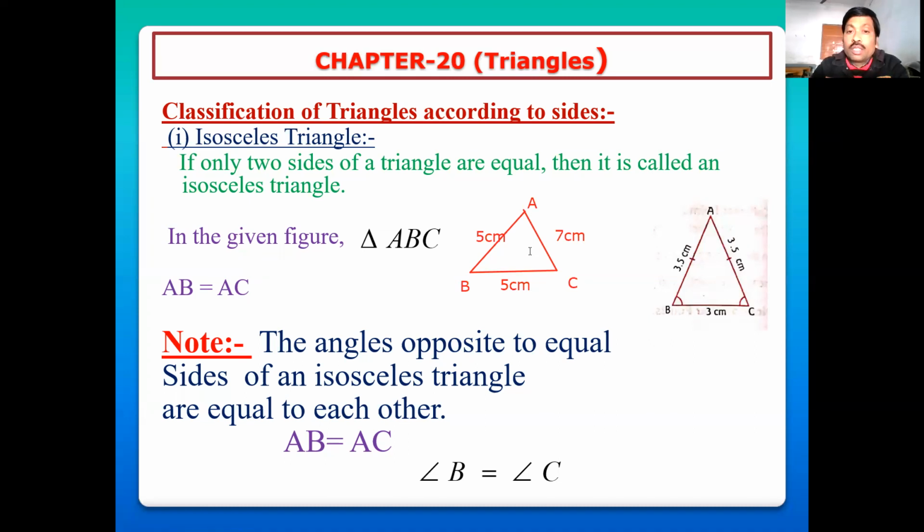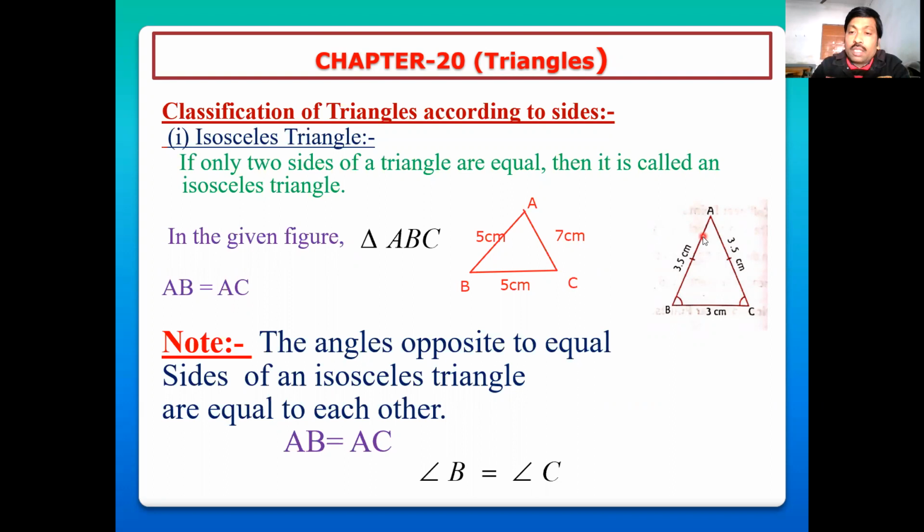Why is it called an isosceles triangle? Because any two sides are equal. Here we see AB and BC are equal, so this is called an isosceles triangle. And one important thing about isosceles triangles: the angles opposite to the equal sides of an isosceles triangle are equal to each other. In this figure, we see triangle ABC, AB is equal to AC.